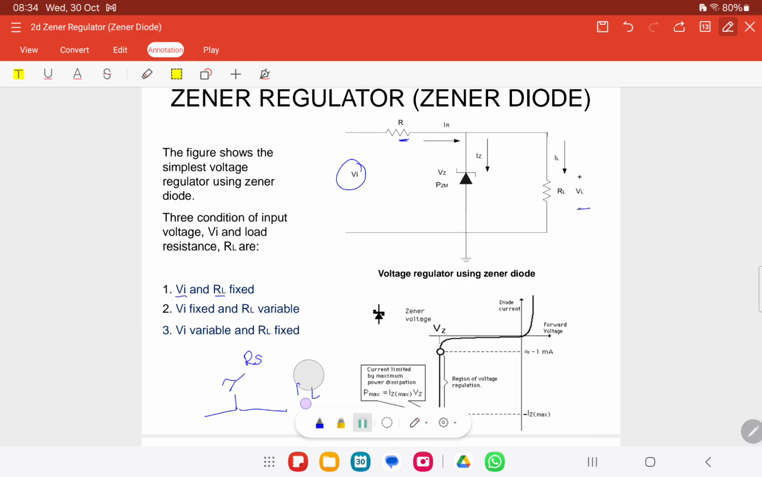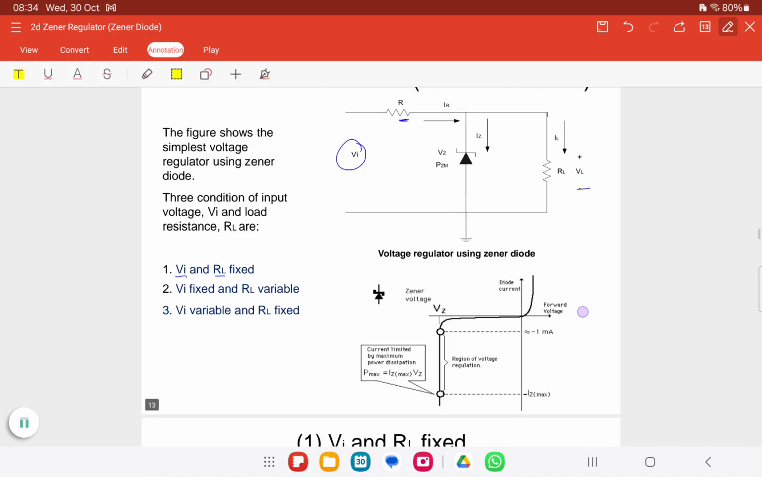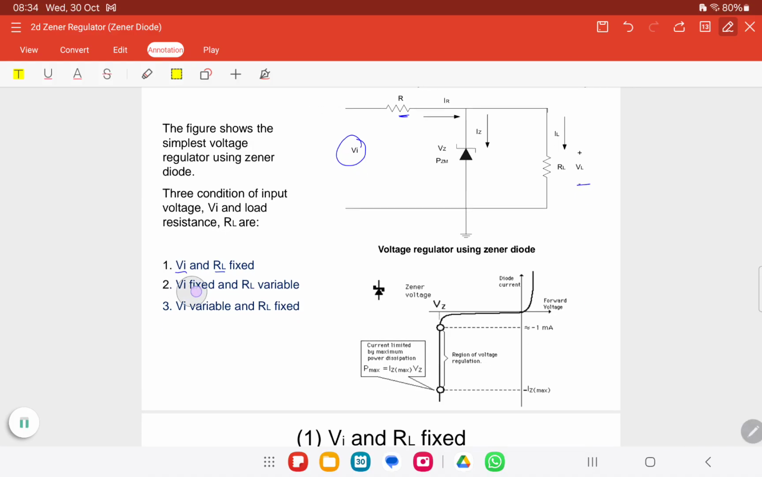Okay, so we have 3 conditions for the Zener diode. First is fixed for both input voltage and the load resistor. The second one is we fix on the voltage but then we vary on the resistor. The third one is we vary on the voltage and fix for the resistor.